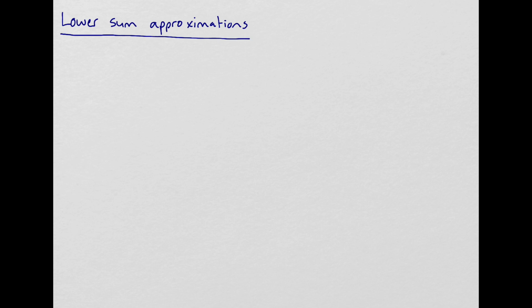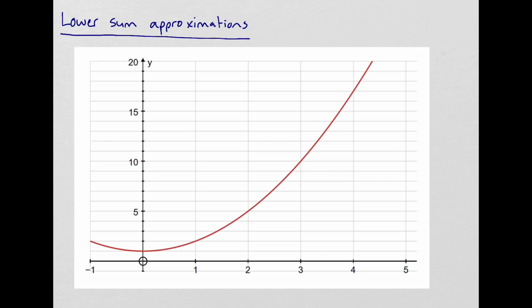Now we're going to look at lower sum approximations. Okay, and we're going to use exactly the same diagram, except the difference is going to be that we're now going to draw our rectangles almost exclusively below the curve. Okay, so I'm going to pause and draw the rectangles, and then I'll explain them. Alright, so I've drawn my rectangles.